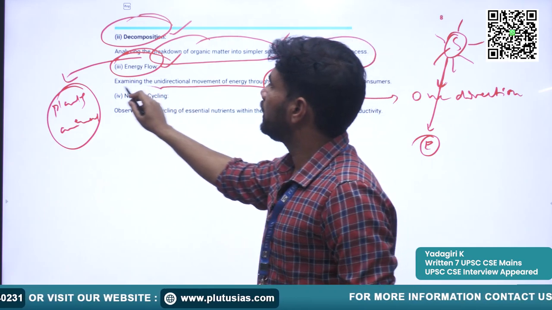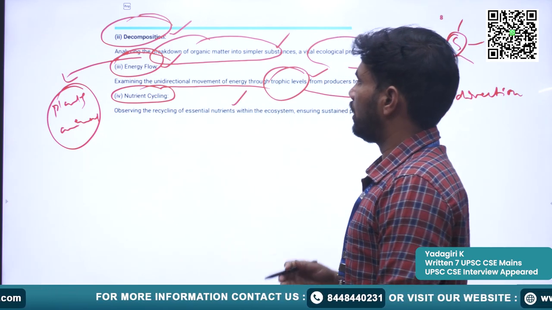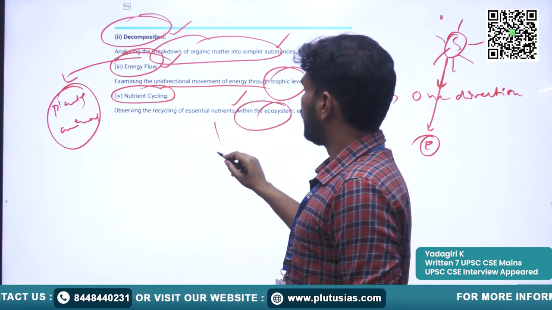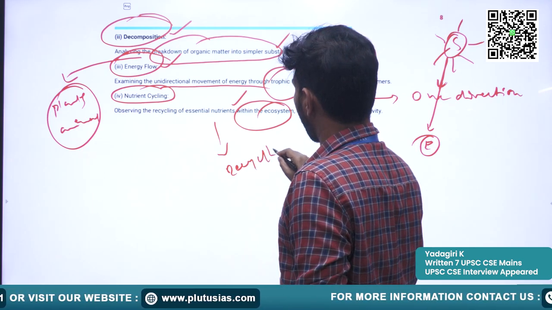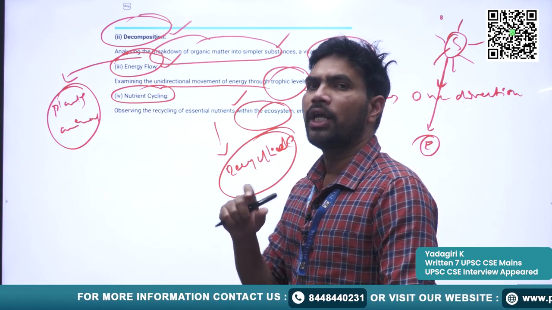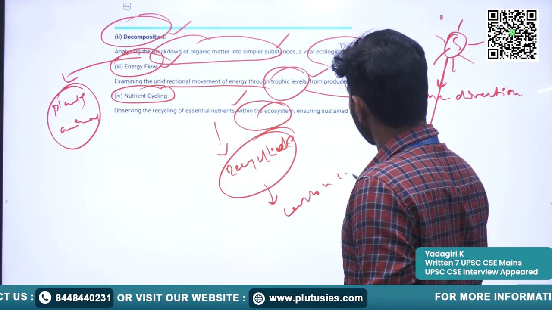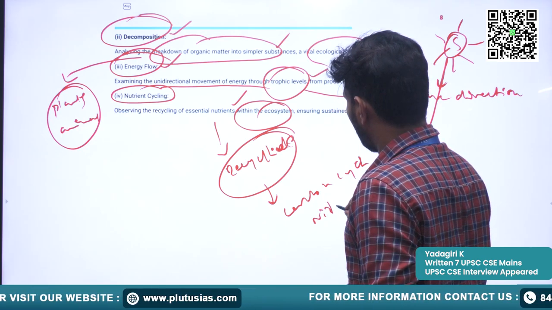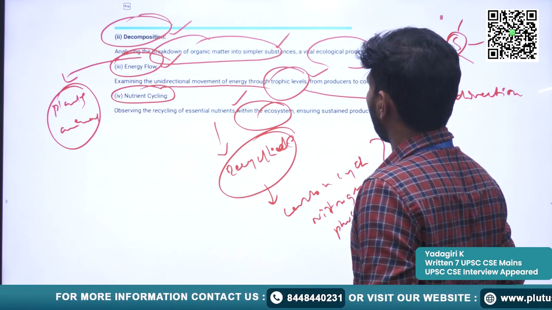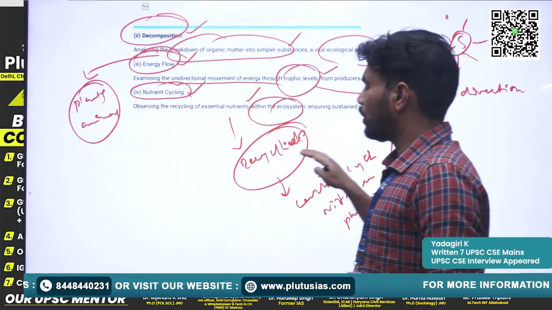Right. The last one, the fourth component, is nutrient cycling. It helps understand how essential nutrients within the ecosystem are being recycled. So the nutrient cycles help us understand this aspect. In lower classes, when you were in school, you might have studied the carbon cycle, right? Nitrogen cycle is there. Similarly, phosphorus cycle is there. So these types of cycles explain nutrient cycling. In the later part of the lecture, we will also see about those cycles.